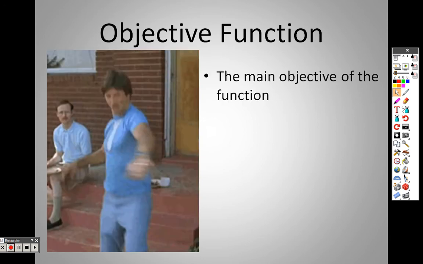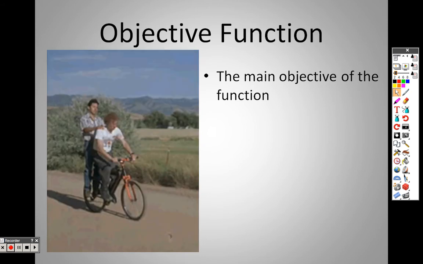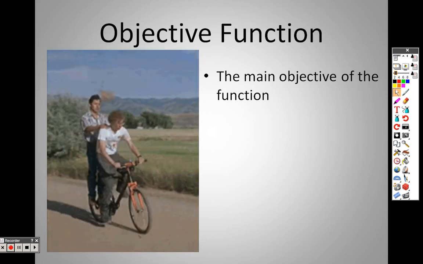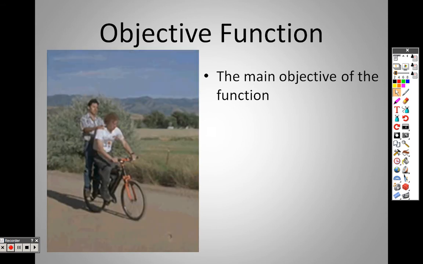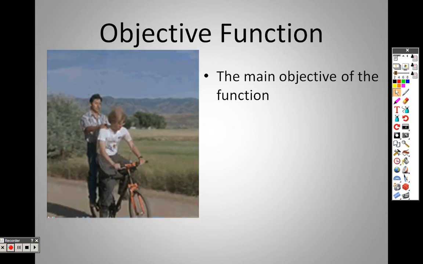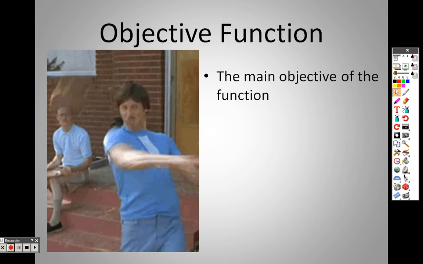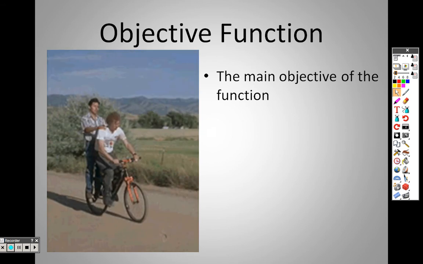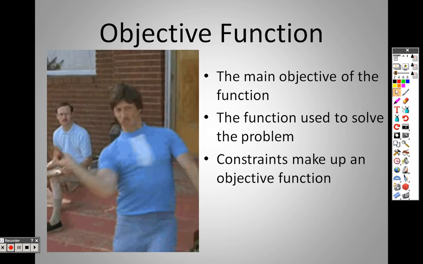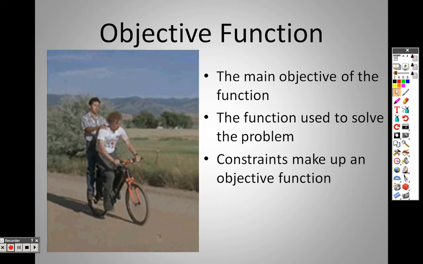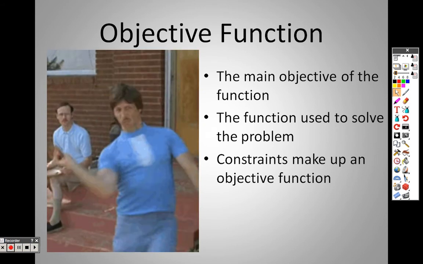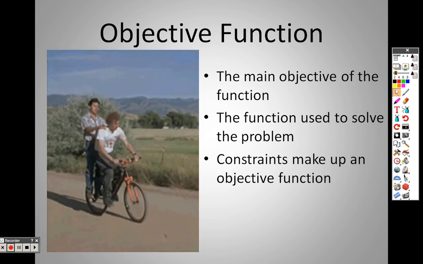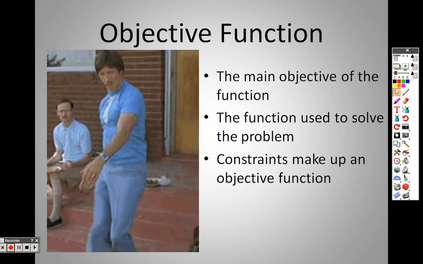So the objective function is the main objective of the function. It's the main idea. After you find the max and min, you plug those into the objective function to find out what your answer is. The function is used to actually solve the problem by the end. And you have constraints. Constraints are like your inequalities from 3.3, when you graphed the lines and shaded. Those are the constraints that make up your objective function.